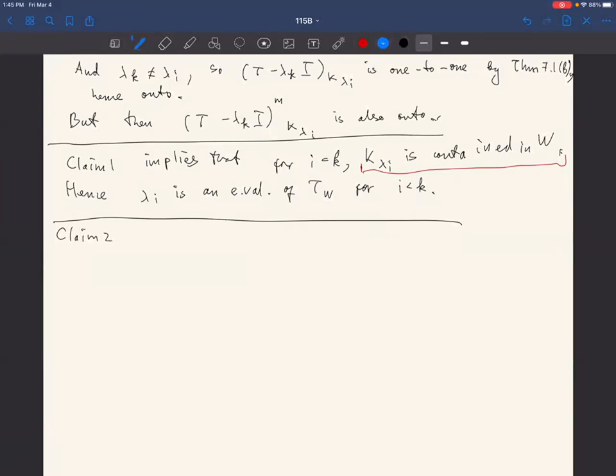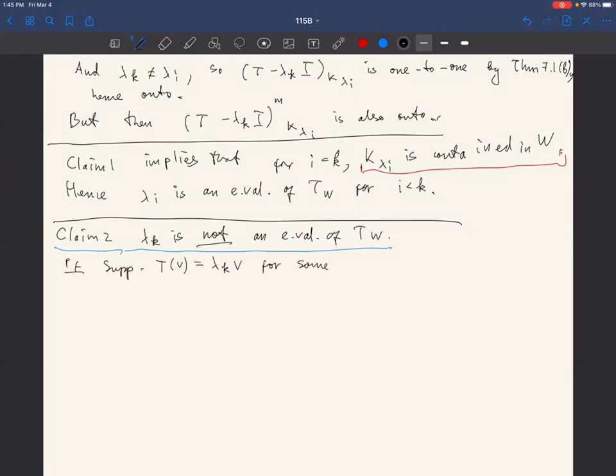So we need one more claim, claim 2, which tells us that lambda k is not an eigenvalue of TW. So let's try to understand why this is the case. Lambda k is not an eigenvalue of TW. Proof of claim 2. Suppose it was, so suppose T of V is equal to lambda k V for some vector V in W. That is what it would mean for it to be an eigenvalue. So suppose this happens, towards a contradiction.